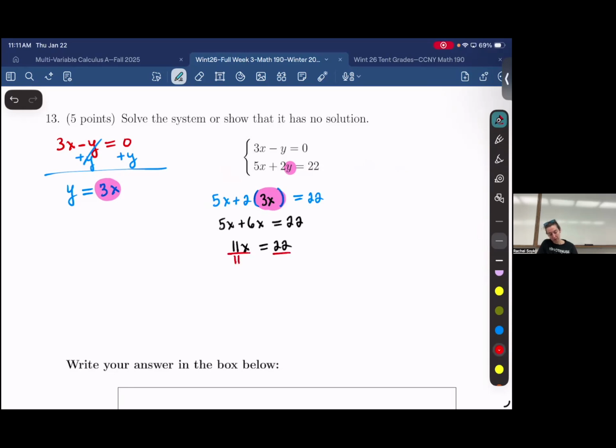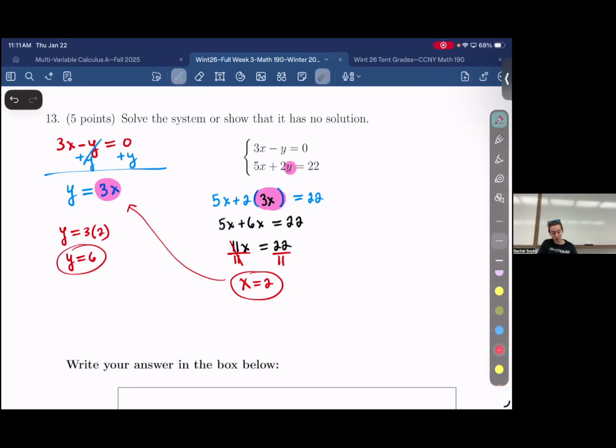Divide both sides by 11, and so we get x is equal to 2. And now we can plug that back in to find our y. y is then just 6. So our solution is 2 comma 6. We can check to make sure this works.